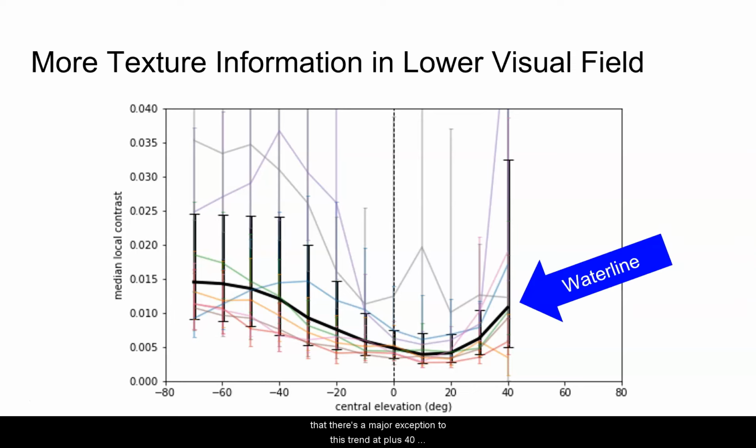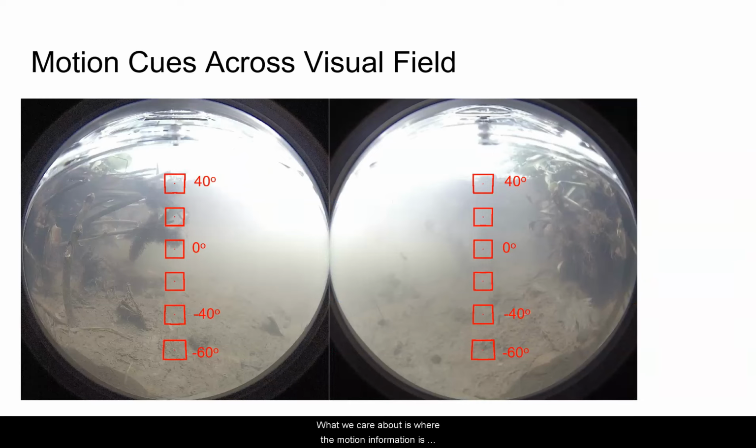You can see, though, that there's a major exception to this trend at plus 40 degrees, where the dark to bright transition at the waterline generates a really large image gradient. This is a very strong and consistent scene feature that is governed by the refractive surface of the water rather than the motion of the camera, and so it provides a high contrast edge that is nonetheless uninformative for the self-stabilization task. This emphasizes that while texture content is a mainstay of natural scene statistics, it isn't ultimately what we care about for this behavior. What we care about is where the motion information is available and reliable.